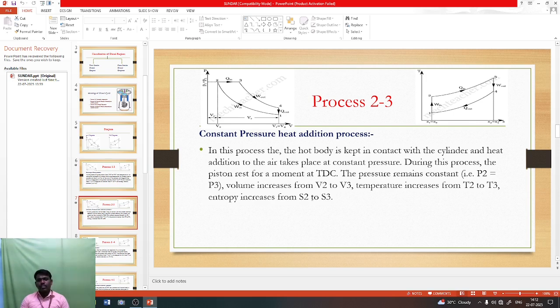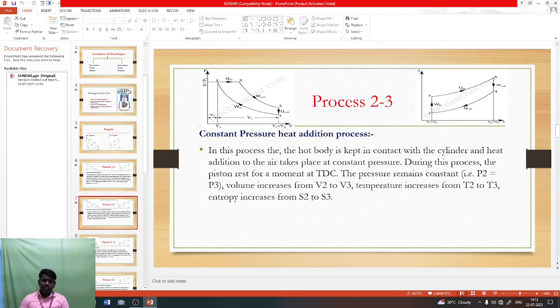Constant pressure means our process is 2 to 3. During this process the piston rests for a moment at top dead center. The pressure remains constant. P2 is equal to P3. You can see our PV diagram. In that diagram, process 2 to 3 is Q in, otherwise called QS. Q in means heat input, otherwise called QS, heat supplied.